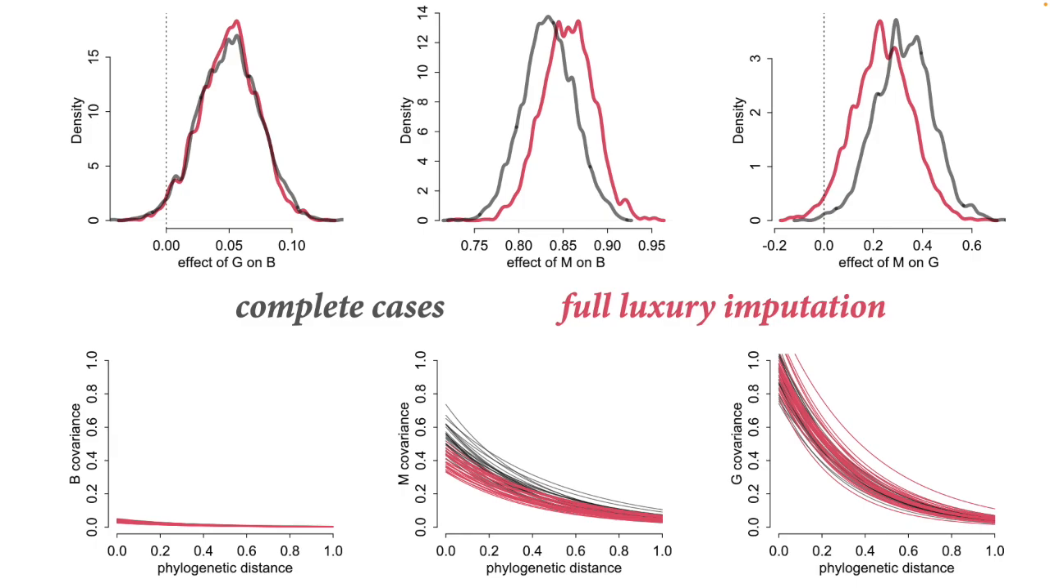And here's what we get. If you want to see the details of this, it's in the script, as I said. At the top of this slide, I'm showing you posterior distributions for the regression effects, and I'm contrasting the complete case analysis to the full luxury imputation, but on the same model. So when I say complete cases, I mean the full model that considers phylogenetic covariance matrices for all three variables, for brain size, for body mass, and for group size simultaneously. And I show that in black in each case, and then the red is the full luxury imputation. So in the top left, you see the effect of interest, the one that motivated this example. What's the effect of group size on brain size? And it's essentially unchanged for the complete case analysis.